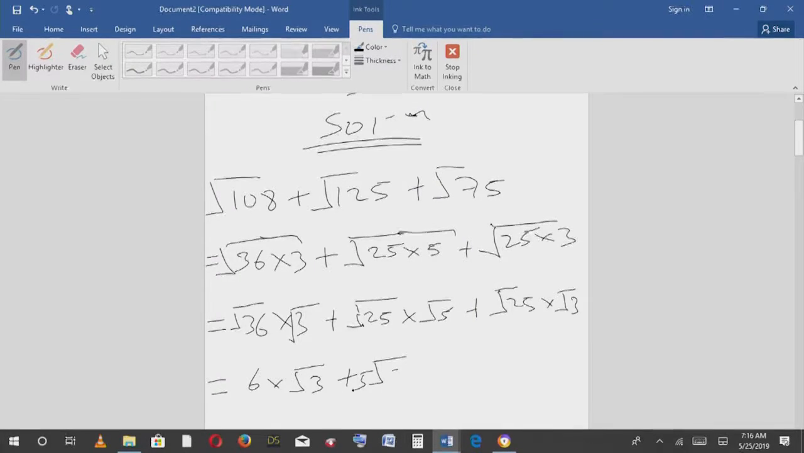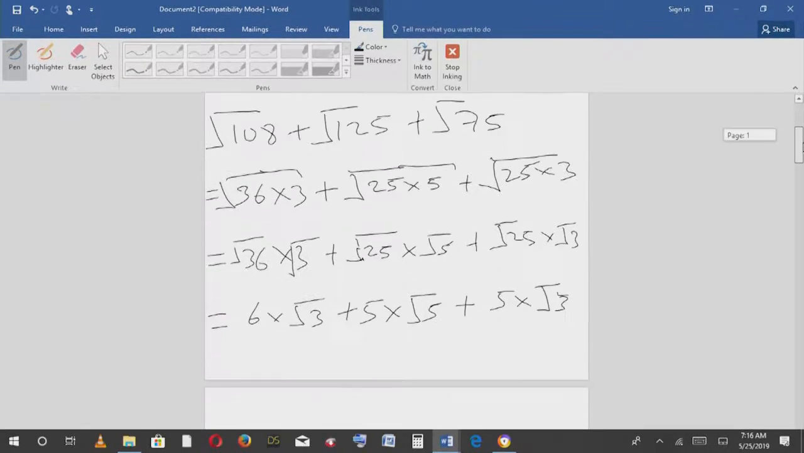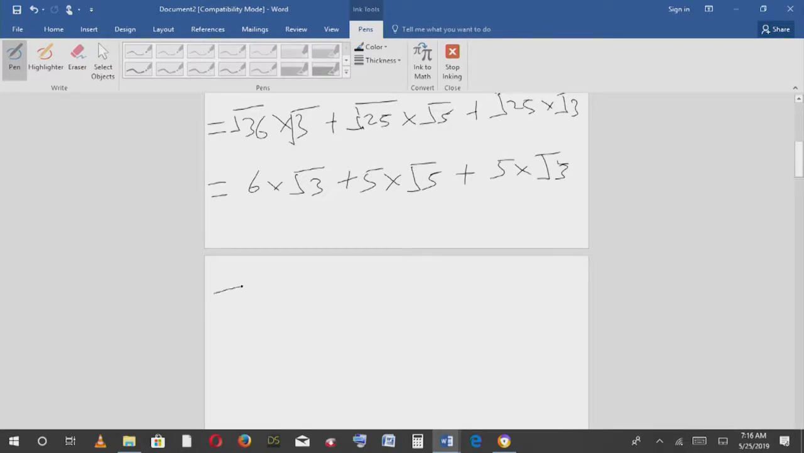5 multiplied by root 5, and finally we have again the square root of 25 is 5 multiplied by root 3. Okay, so we end up having what?